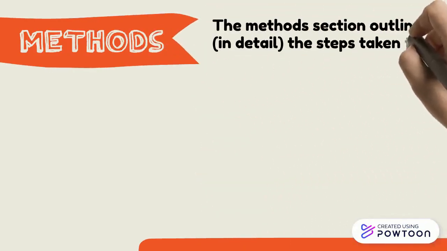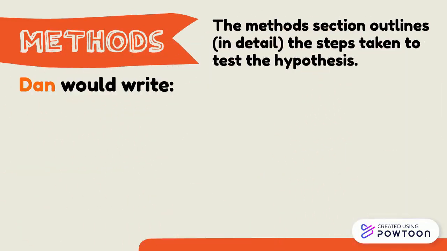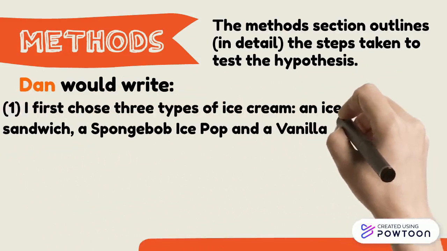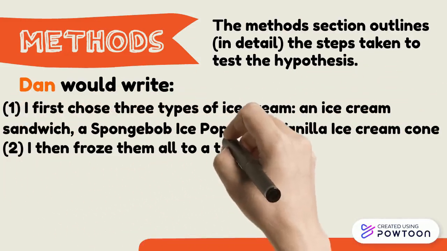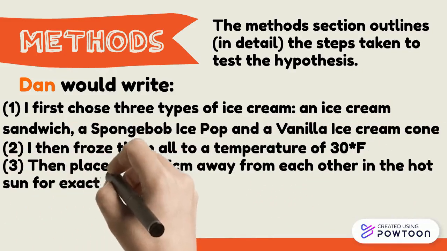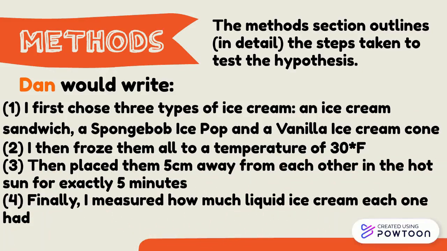The method section outlines the steps in detail taken to test the hypothesis. Dan would write, I first chose 3 types of ice cream: an ice cream sandwich, a SpongeBob ice pop, and a vanilla ice cream cone. I then froze them all to the same temperature and placed them 5 centimeters away from each other in the hot sun. Finally, I measured how much liquid each one had melted.